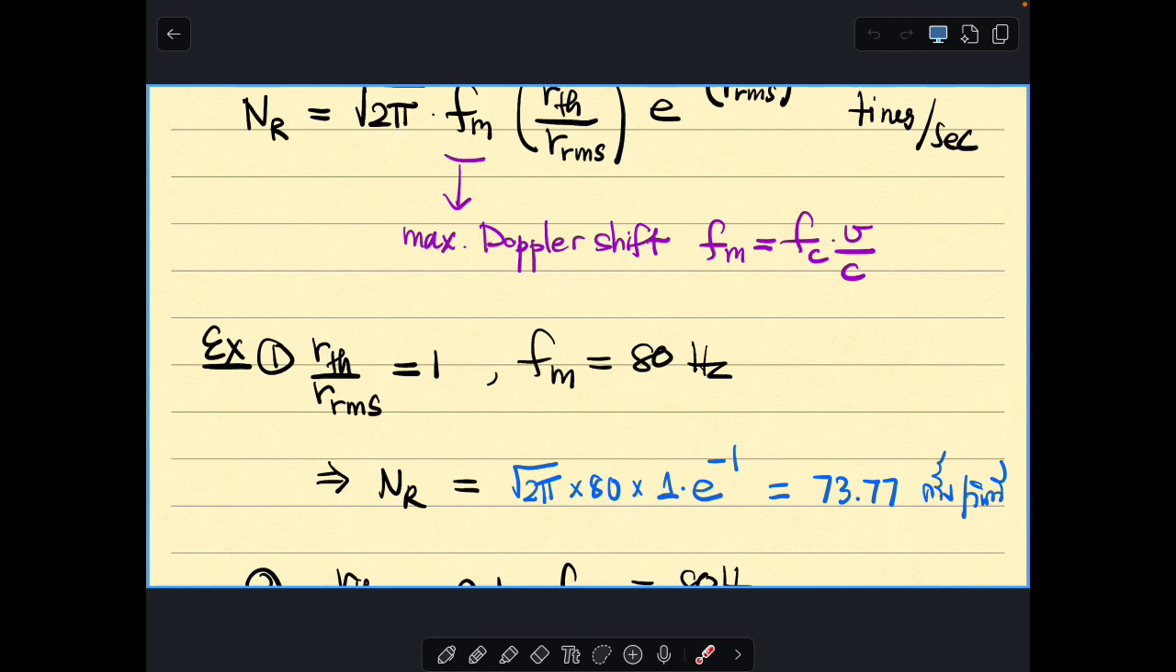So that's a lot, right? That means the channel changes very quickly. Why? Because if you look at maximum Doppler shift, this is a big number, 80 hertz. Any questions here?